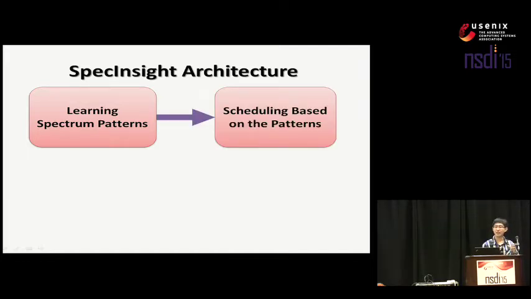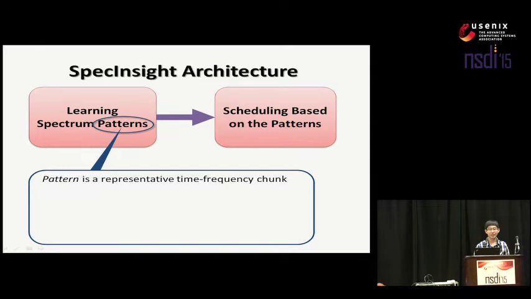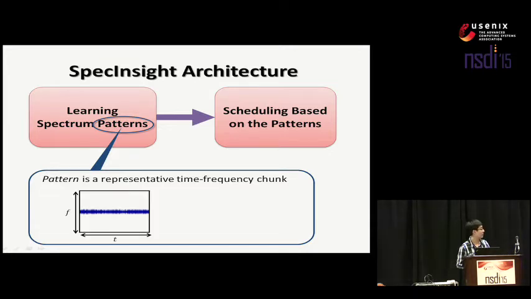So pattern is basically the most important concept in SpecInsight. You might wonder, what is the exact definition of pattern? We define a pattern as a representative time frequency chunk, which is basically a snapshot of a signal over a short time window like this. By definition, it has two axes, the time axis and the frequency axis. It tells us distinctive information about the signal along two dimensions. For example, this one shows us that the signal is always on in time and is narrow in frequency.